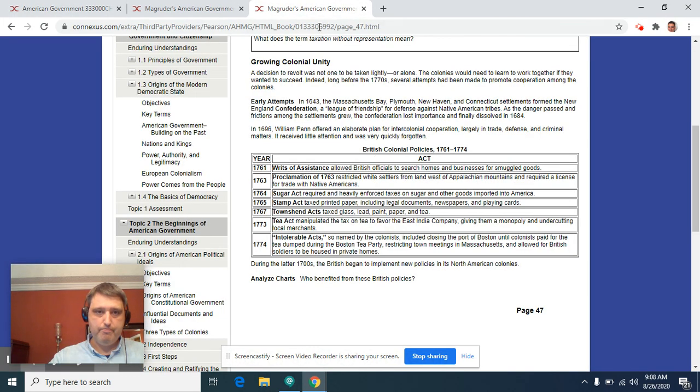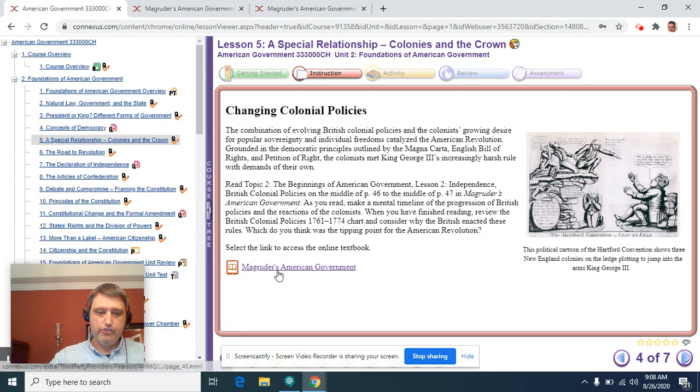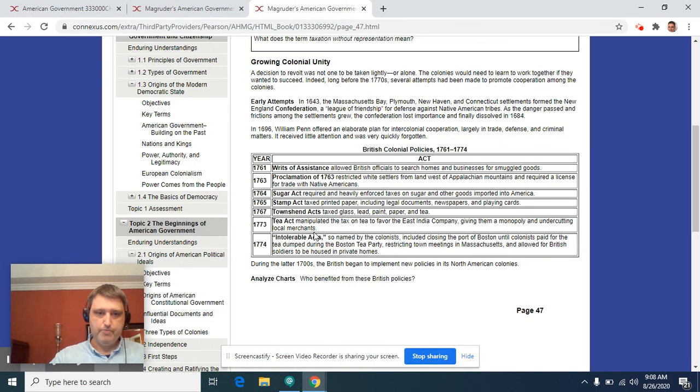I'm going to show you something here. Okay, so if I just click this link, that's what this one is right here. Okay, look at these acts that England passes. It's just a few. There are dozens and dozens of laws that England passed during the colonial period. But for example, in 1761, England passed a law called the Writs of Assistance, which allowed British officials to search homes and businesses for smuggled goods.